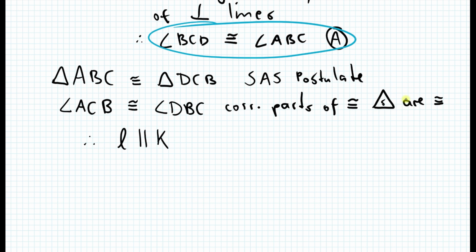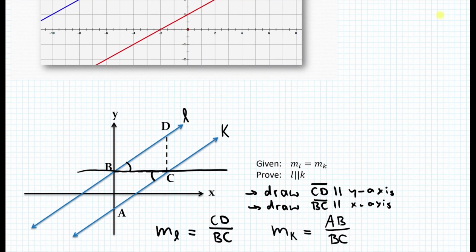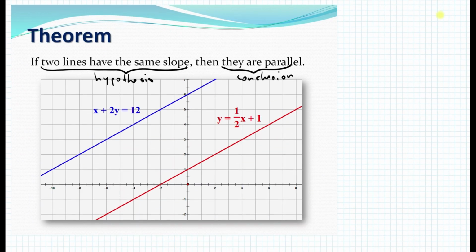And the reason is the following. If two lines are cut by a transversal and alternate interior angles are congruent, then the two lines are parallel, okay? So there you go, we proved the theorem that if two lines have the same slope, then they're parallel, okay? So we proved the theorem, and now you're free to use it in any of the proofs or algebraic problems. To conclude this lesson, let's look at a problem where we can apply this theorem, okay?